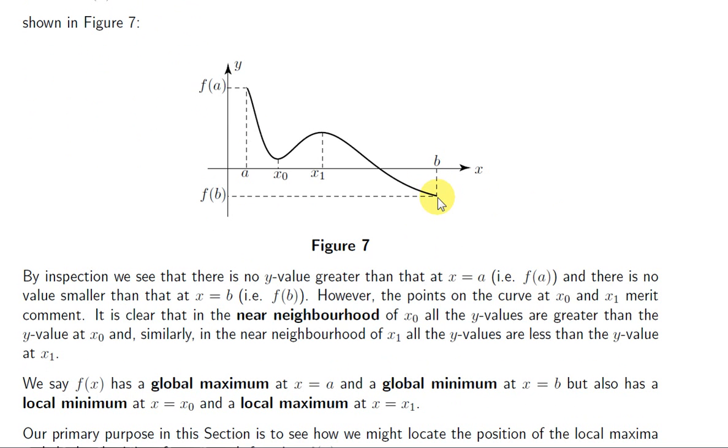F of b is the smallest value of the function, and we call it a global minimum. However, we have a local maximum at x1. So in the locality of the value x1, the function has a maximum. Similarly, we have a local minimum at x0. That means in the neighborhood or locality of the point x0, we have a minimum value for the function.